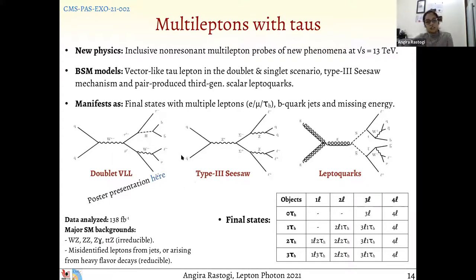So I presented a poster on vector-like leptons and quarks on Monday. So here is the link to the poster. You can actually go take a look at it, and if you like, you can vote for it. I'm not going to cover the VLL model here, but instead focus on the type 3 seesaw and leptoquarks.